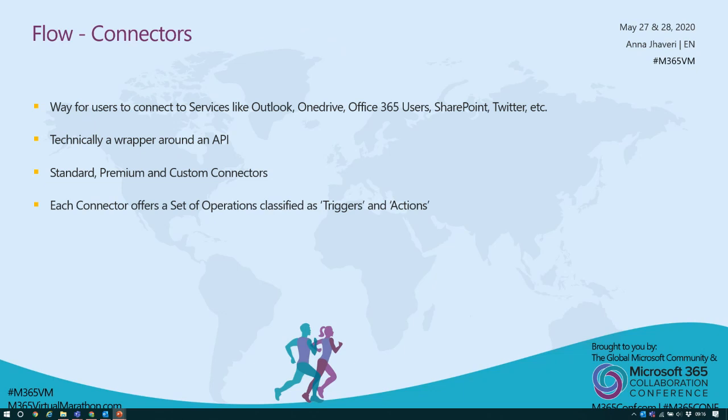Then there are two sets of connectors: one is triggers and one is actions. A trigger is like when an email arrives in your inbox. Actions are like create a file, create a folder, get items from SharePoint, or do an HTTP action.